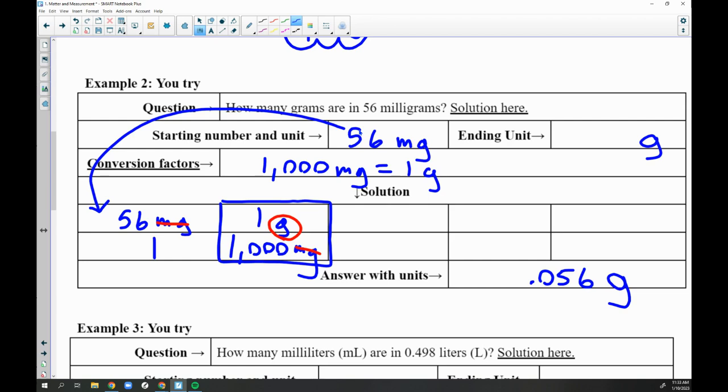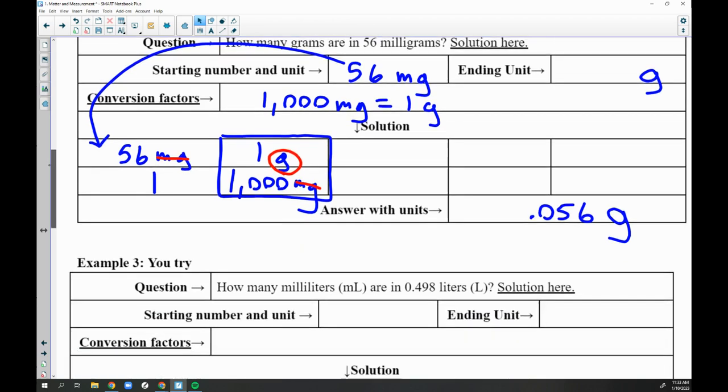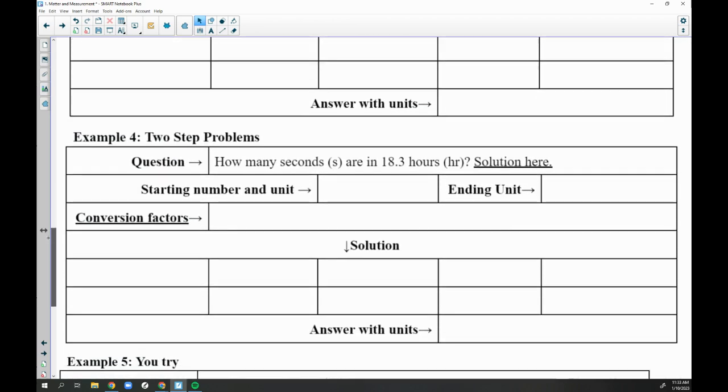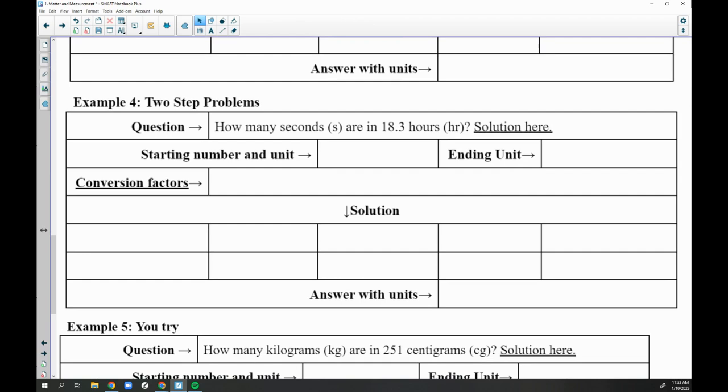So these two examples that we've looked at are one-step conversion problems because we multiplied by 1 conversion factor, but we are going to see 2 and eventually even 3-step problems. So I'm going to do one example of that with you guys now. If you would skip ahead to example 4, this is a little bit trickier. In this one, the question is, how many seconds are in 18.3 hours?